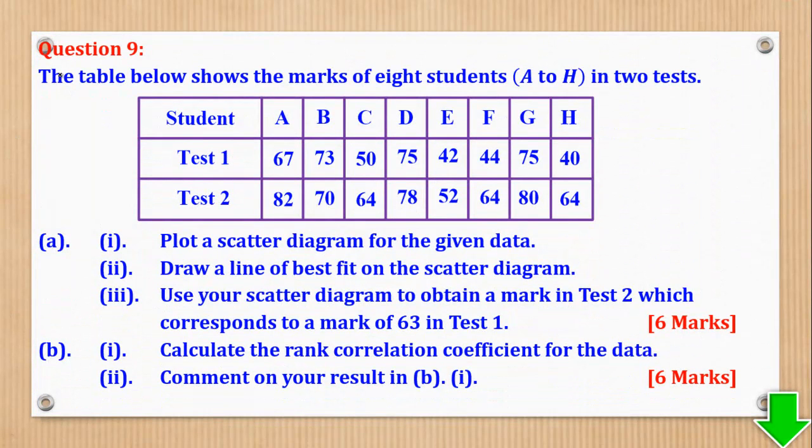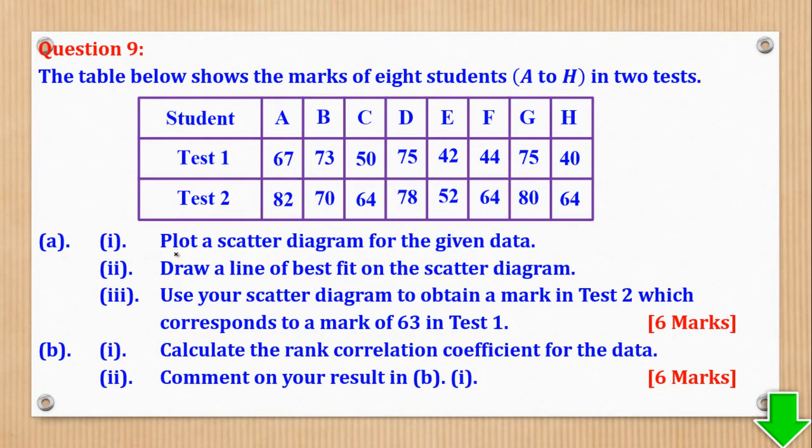So that was question 8. Now we shall go to question 9, which is section B now. Question 9 is from correlation and says: the table below shows the marks of 8 students A to H in 2 tests. So these are the students, these are the marks in test 1, and the marks in test 2.